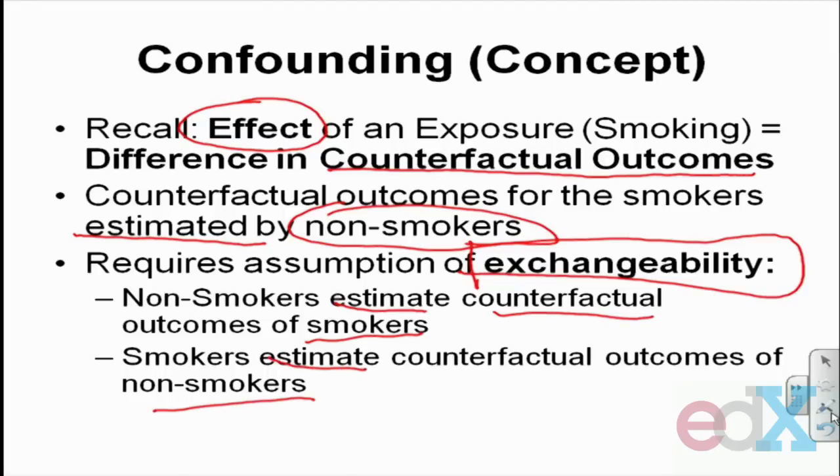So exchangeability means the two groups I'm comparing, the smokers and the non-smokers, essentially can be switched, can be replaced. Each of them is showing what would happen to the other group had that other group either had or not had the exposure. The non-smokers describe what happened to the smokers had they never smoked, and the smokers describe what happened to the non-smokers if they ever did smoke.